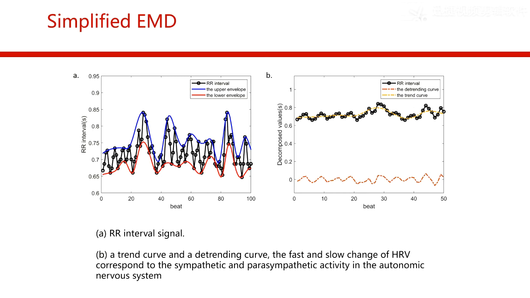Based on EMD, we have simplified some steps, and these steps can still achieve good results, because what we really need is the features of the HF component and the LF component. We are just dividing the signal into two signals that correspond to fast and slow autonomic changes to obtain the results.